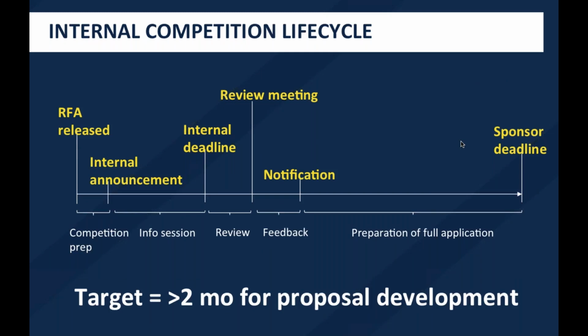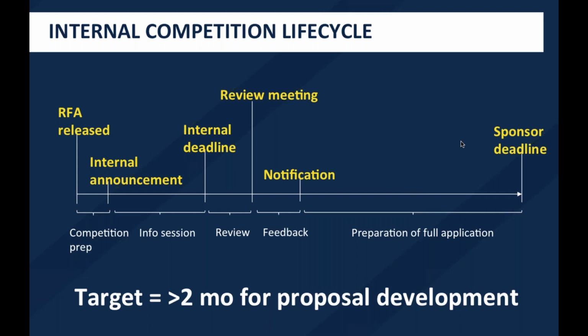In terms of timeline, our overall process can run as short as 2 weeks, but our primary goal is really to allow as much time as possible for full proposal development. And from the time we notify internal applicants of their selection, we typically aim to provide a minimum of 2 months for full proposal development prior to the sponsor's timeline.